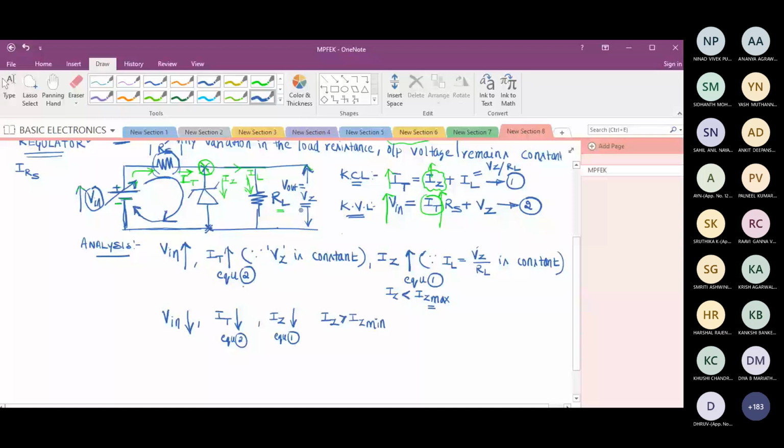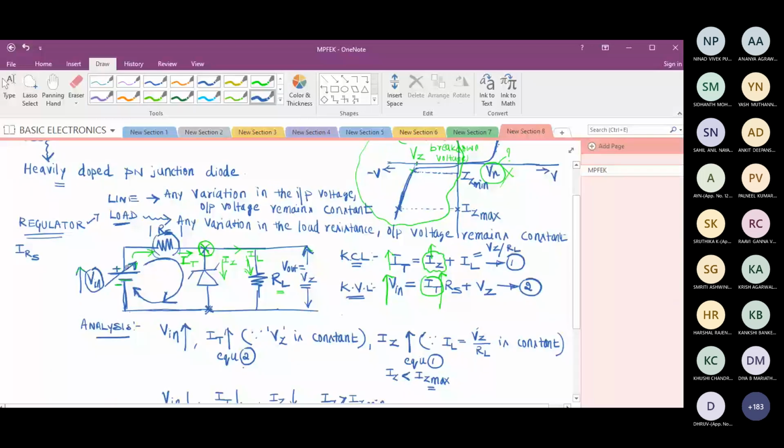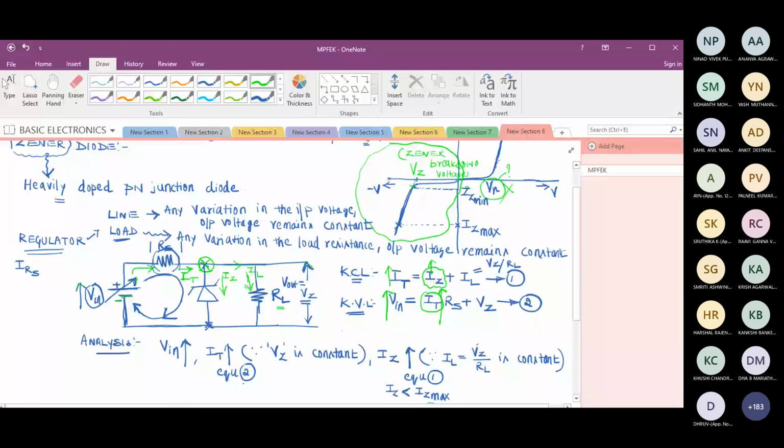All of you getting this concept? If I keep IZ between IZ minima and IZ max, again I repeat, when the input voltage varies, if I ensure that the current is between IZ minima and IZ max, what is the voltage I am going to get across the Zener diode? VZ. Is the Zener diode connected across the load or the appliance? Yes, sir. Will I get a constant value VZ across the appliance or the load? Yes, sir. Getting it?